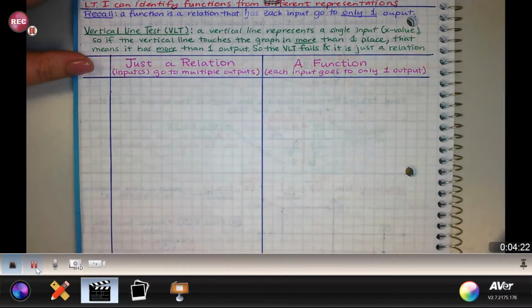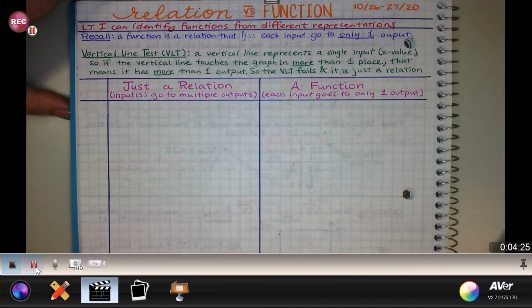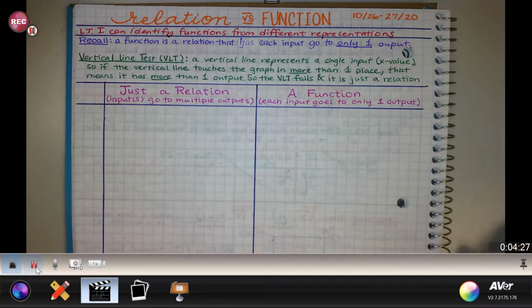So we're going to start with a set of points. So if you want to copy this all down, you can hit pause and then continue with me in a second.